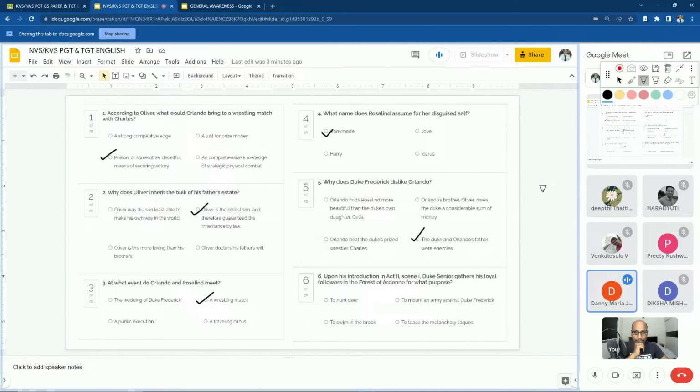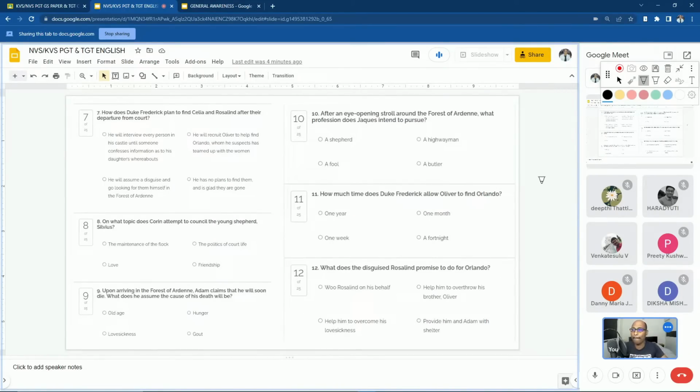Upon his introduction in Act 2, Scene 1, Duke Senior gathers his loyal followers in the forest of Arden for what purpose? To hunt deer, to mount an army against Duke Frederick, to swim in the brook, to tease the melancholy jackals. To swim in the brook, sir? To hunt deer. To hunt deer, okay. Right. Next set of questions.